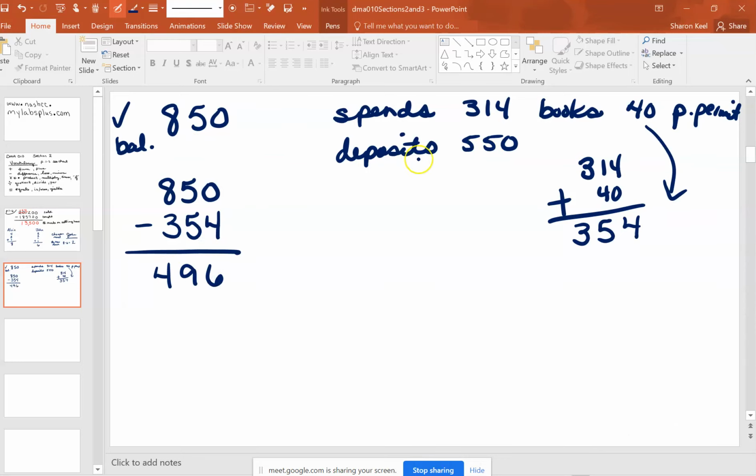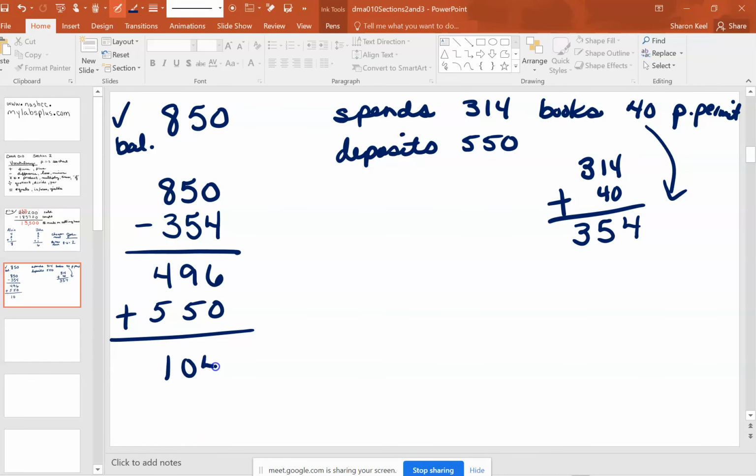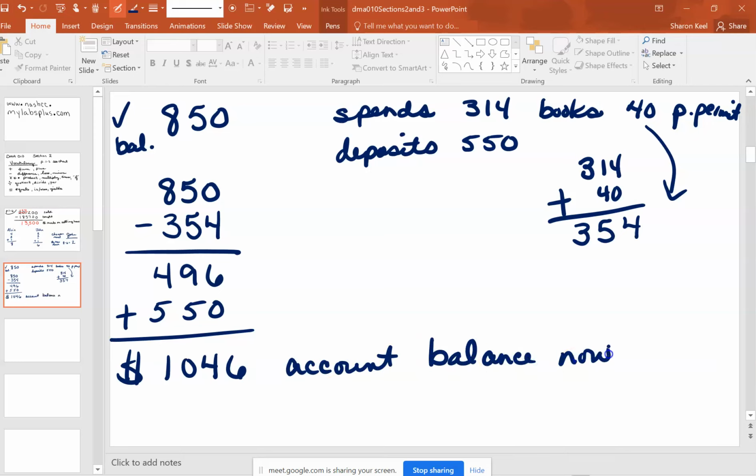She then got paid and deposited $550. So when you get paid and deposit money, you're adding that money too. So we're going to take this and add the $550. So what we now have is $1,046, because they're asking what is her account balance now. So you have to use the words of spending to know we're subtracting, and then deposits to know that we're adding that amount back.